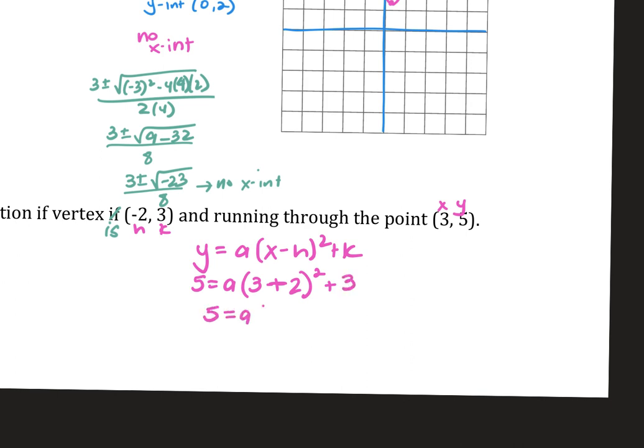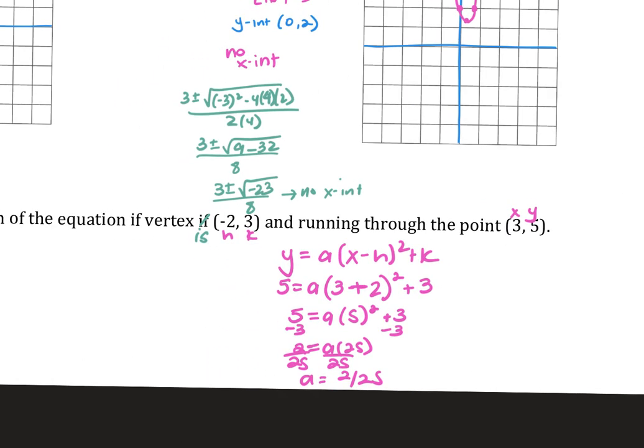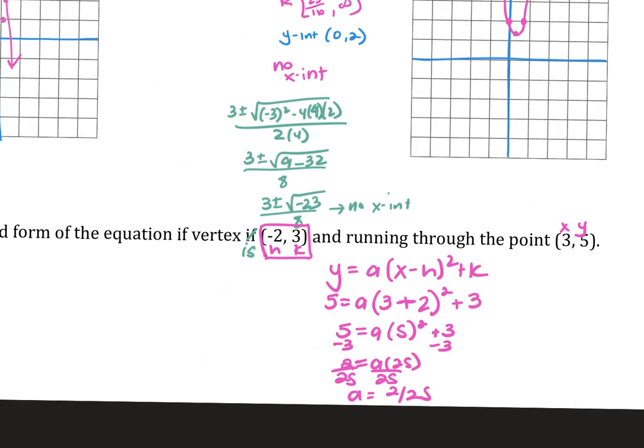5 equals a times 5 squared plus 3. Subtract that 3. 2 equals a times 25. Divide by 25, and a is 2 over 25. And then we plug back in the a, the h, and the k. So y equals 2/25 times x minus the negative 2 again, so plus 2, squared, plus 3. And then there's your equation in standard form.